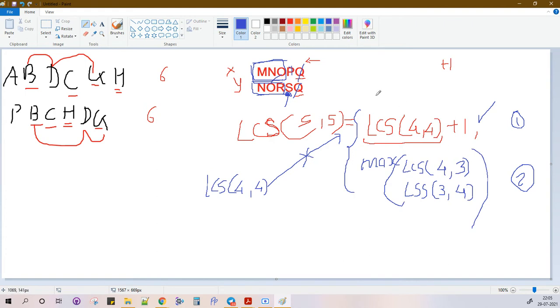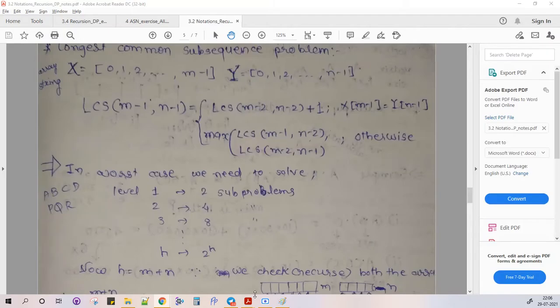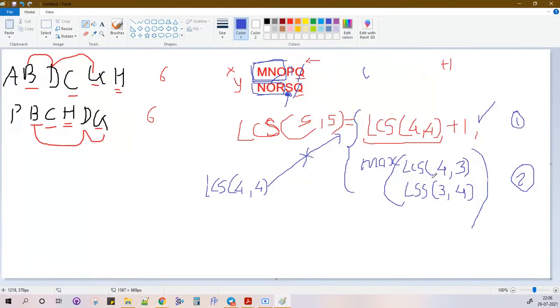Because while solving that, what will I have? LCS of 3, 2. In LCS of 3, 2, I will have a match, so I will just increase the count by 1. So this will work recursively. This is the recursion problem we have. Let me show it again. Currently, since we are solving 4 4, I have 4 and 3, 3 and 4 here. If we were solving 5 5, then what would be here?